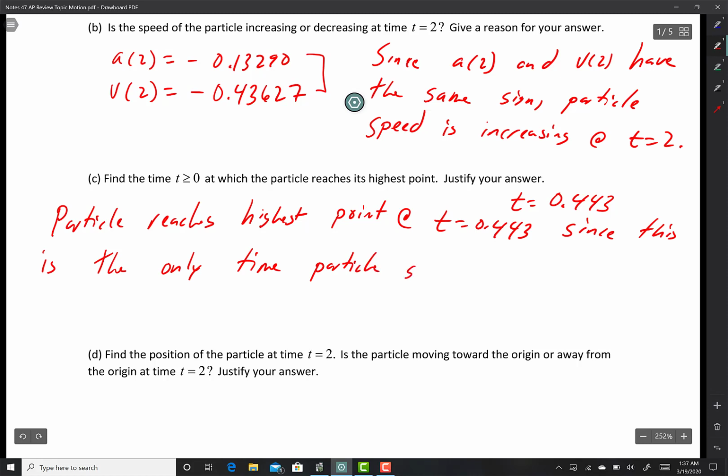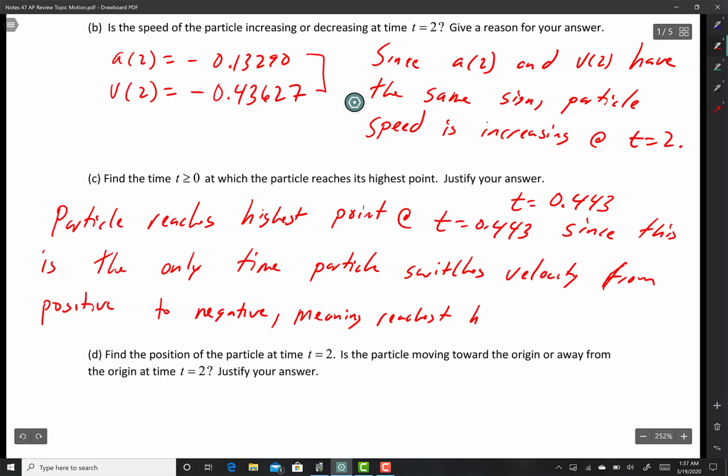particle switches velocity from positive to negative, meaning reaches highest point at t equals 0.443. So I want you guys to think about what we just said. It reaches its highest point because my velocity just switched from positive to negative. If the velocity is positive, you're moving up. If the velocity is negative, you're moving down. So I want you guys to get that through your head, guys.